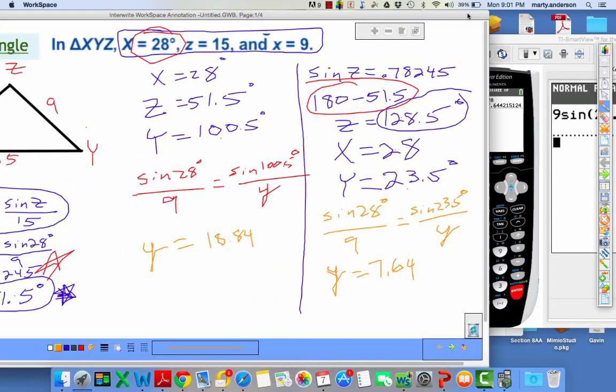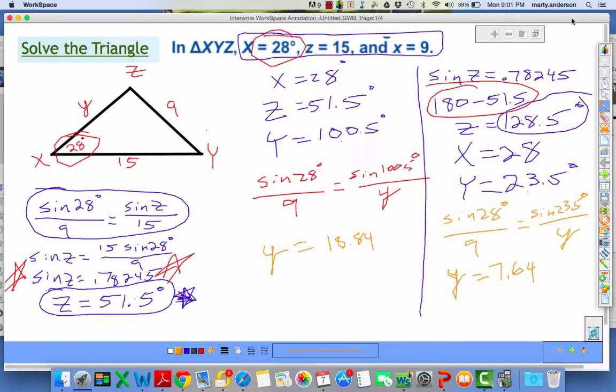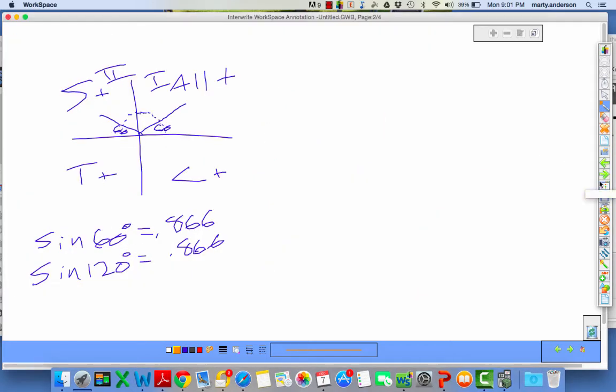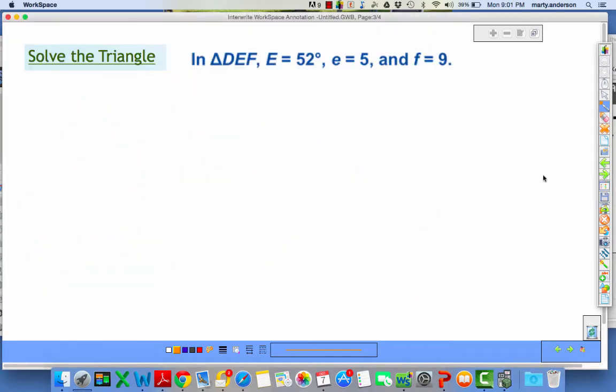So when you're solving, you've got to check to see if there's a second triangle. And in this case there was. There were two, because the sine down here, where I starred it, had two different triangles. Let's take a look at another one.